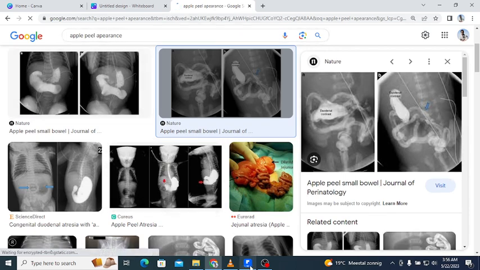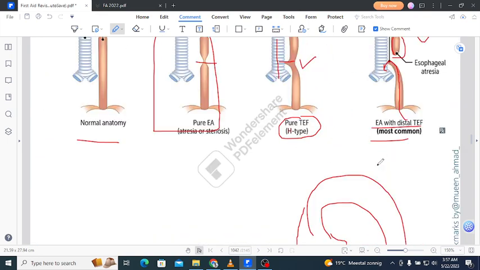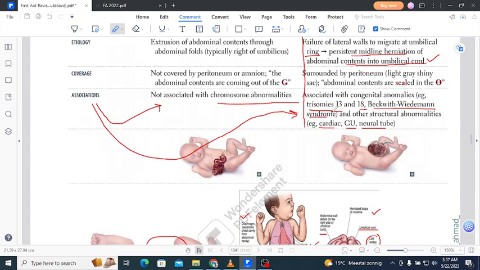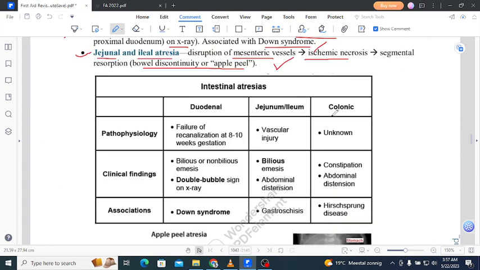So the problem with jejunal or ileal atresia is disruption of the mesenteric vessels. Why will there be disruption? Suppose we are talking about malrotation or volvulus. In these scenarios there is an obstruction of the vessel, and that will result in ischemia. If there is ischemia, the embryological development of the GIT at the level of the jejunum and ileum will not take place, and these segments will become atretic because of ischemic necrosis. Segmental resorption, bowel discontinuity, or there will be an apple peel appearance.